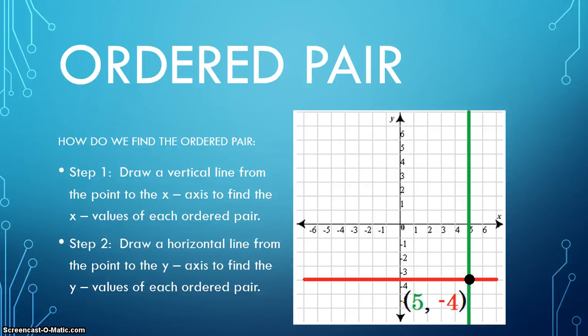Alright, now how do we find an ordered pair? Well, it's pretty simple. Step one, we draw a vertical line from the point to the x-axis to find the x value, and we repeat that, only this time a horizontal line from the point to the y-axis so we can find the y value. So we're just going to draw some lines, one vertical, one horizontal. We use the vertical to find the x value, horizontal to find the y, hence the image to the right.